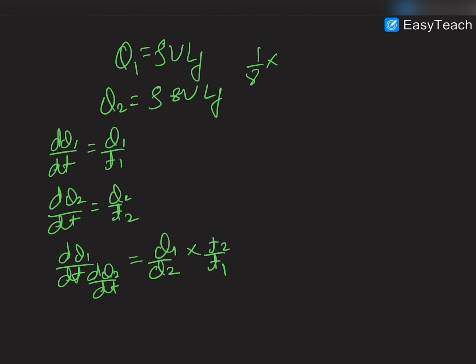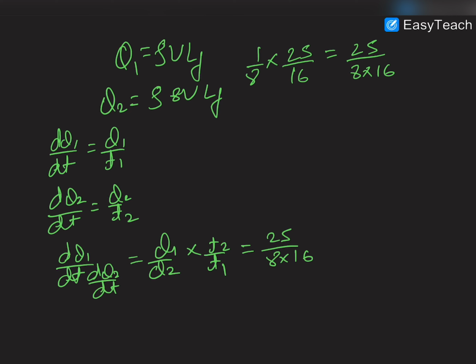So the time ratio will be 25 upon 16. This is the ratio, 25 by 8 into 16. This is the ratio of dq1 by dt upon dq2 by dt. So this is 25 by 8 into 16, okay.